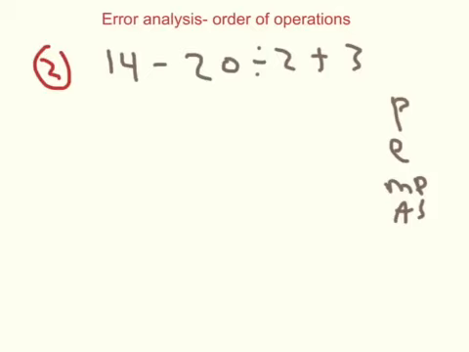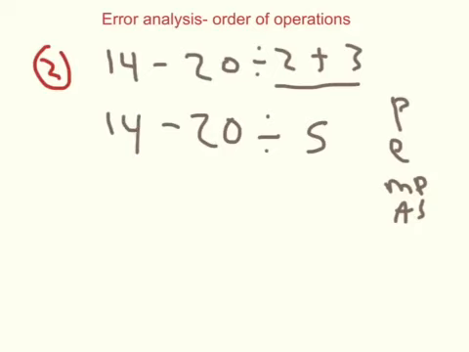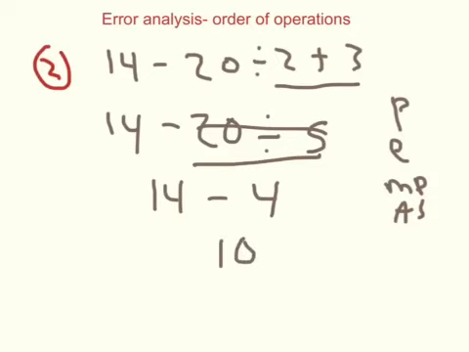First thing I'm going to do is go through my order of operations, and I'm going to be left with, let's see here, 5 divided by 20 minus 14. Next I'm going to do 20 divided by 5. 5, 10, 15, 20, that would be 4. So I'm left with 14 minus 4, and 14 minus 4 is 10. So your final answer should be 10.